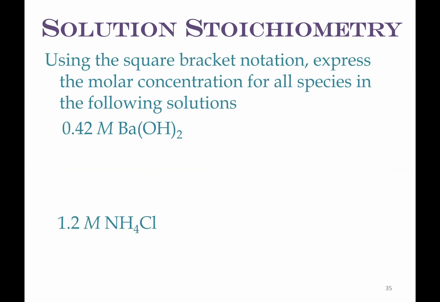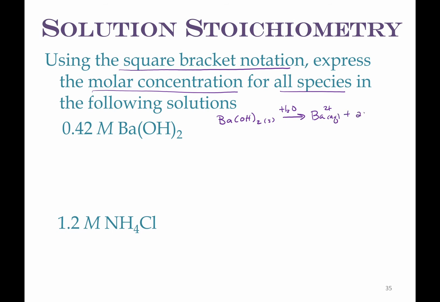All right, I would like you to try these, so please pause the video and try it, and then I will go through them with you. But you got to pause it and try it. This one is a little bit more difficult. I did not give you the dissociation equation, so you should look them up and write the dissociation equation. Using the square bracket notation, express the molar concentrations for all species in the following solutions. So barium hydroxide is a solid. We put it in water, and it's going to produce 1 Ba2 plus ion plus 2 hydroxide anions.